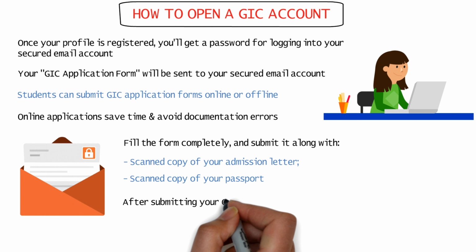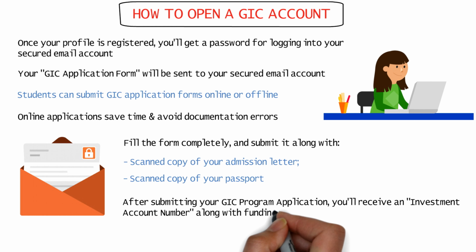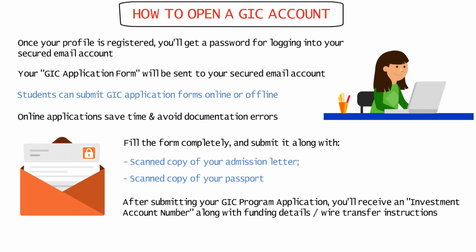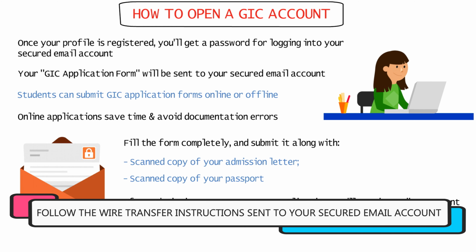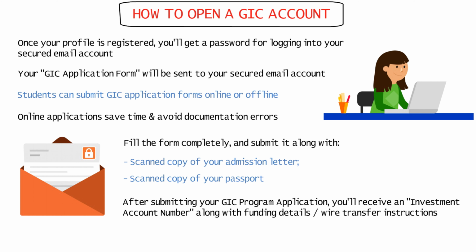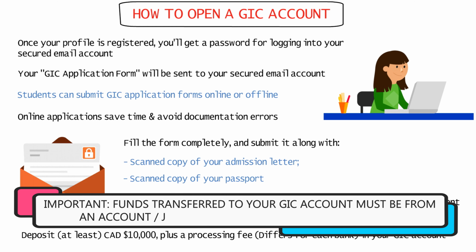Upon submission of the student GIC program application, you'll receive an investment account number along with your funding details or your wire transfer instructions on your secure email. You can then deposit funds in the Canada Student GIC program account, which is around 10,000 Canadian dollars, plus a processing fee amount depending on the bank that you choose for your GIC account. Kindly note that the money transfer to fund your GIC account must come from the student's account or a joint account held by the student.